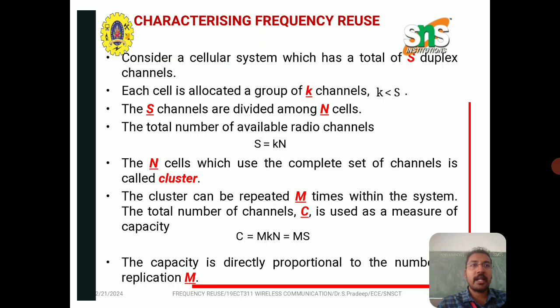To characterize frequency reuse, consider a cellular system which has a total of S duplex channels. Each cell is allocated a group of K channels, where K is smaller than S. The S channels are divided among N cells. The total number of available radio channels is given by S equal to KN. The N cells which use the complete set of channels are called a cluster. The cluster can be repeated M times within the system. The total number of channels C is used as a measure of capacity, where C is given by M times S, or MKN. The capacity is directly proportional to the number of cluster replications M.